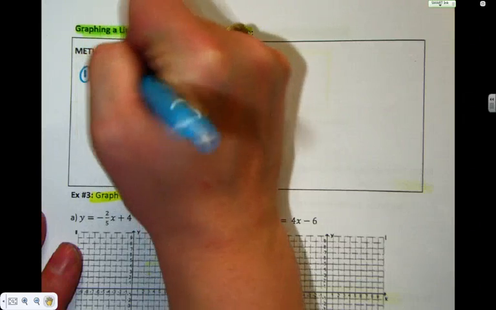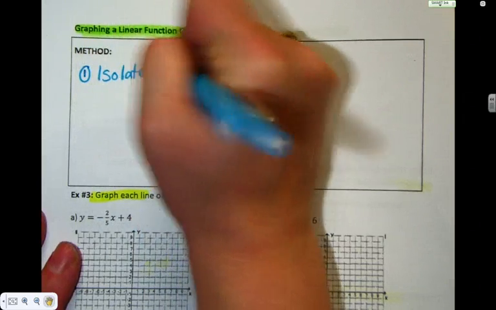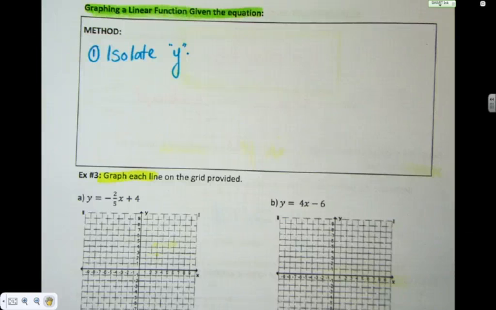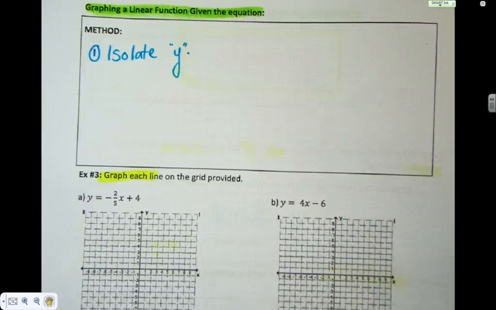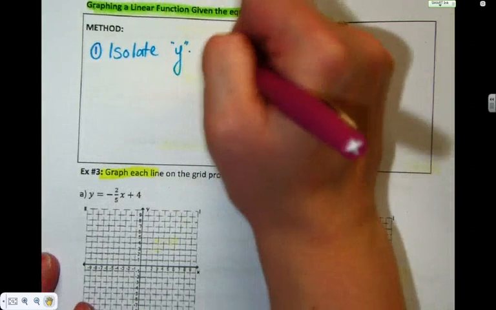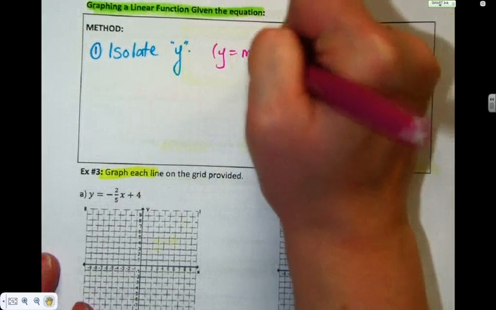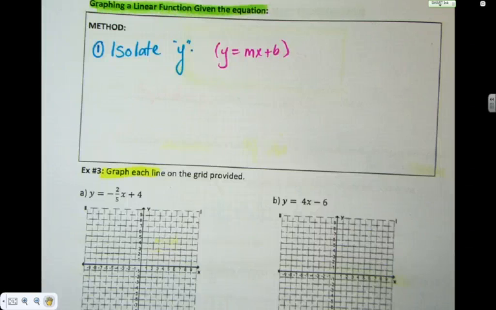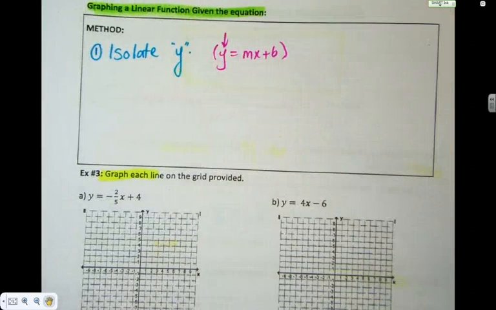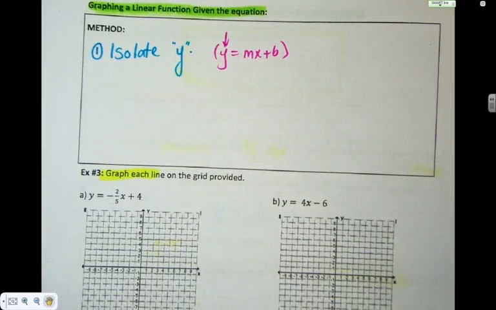Step number 1, isolate y. And what this really means when we get the y by itself is we're putting it into y equals mx plus b form. Because in y equals mx plus b form, the y is all by itself. It's isolated.